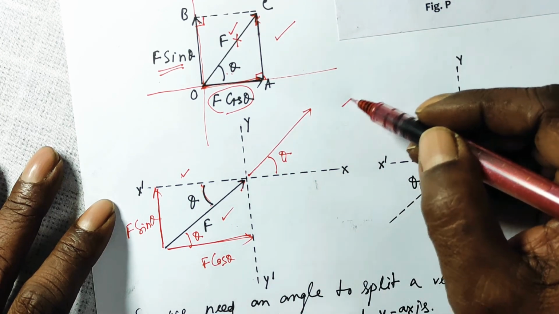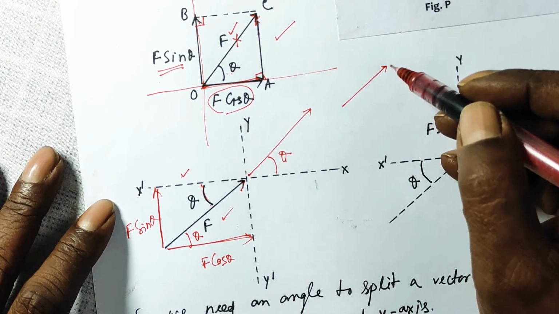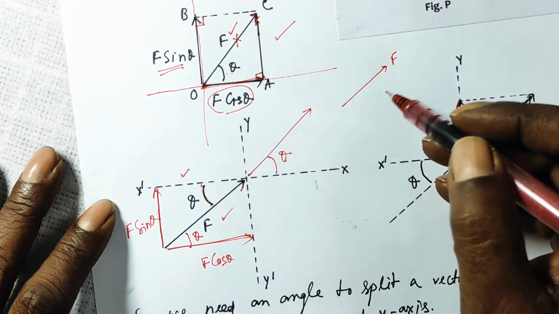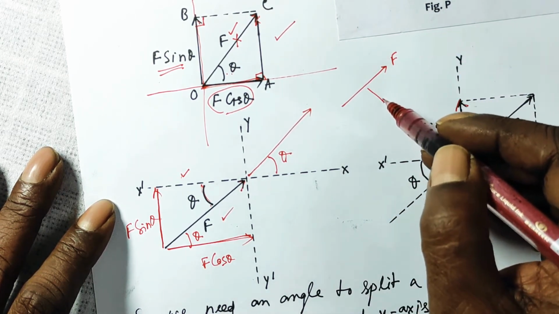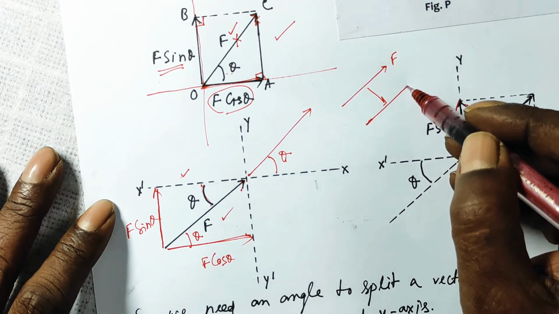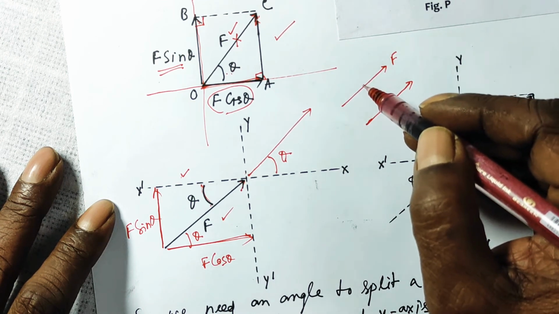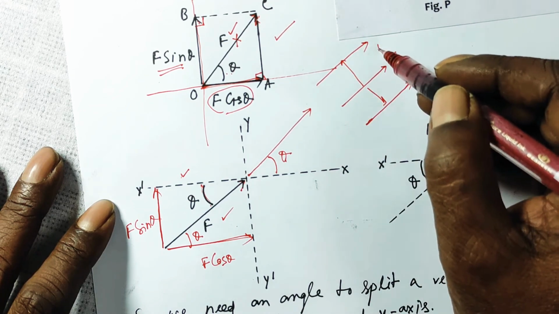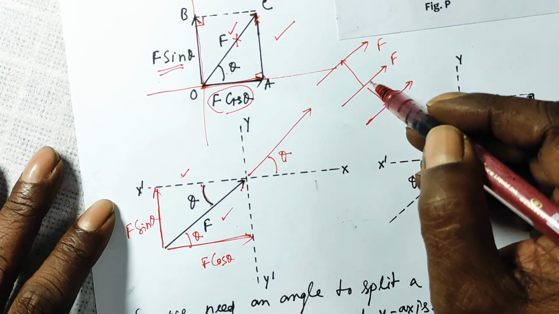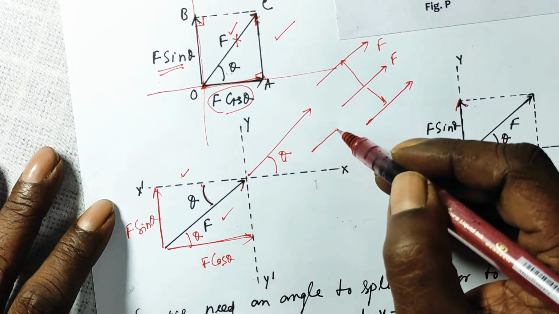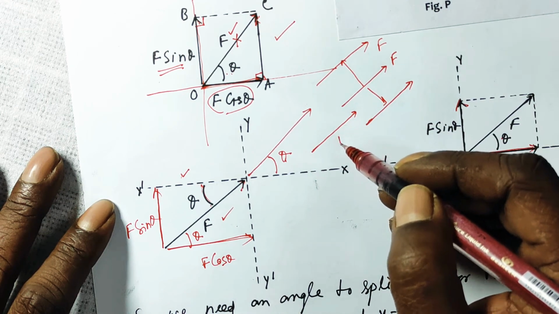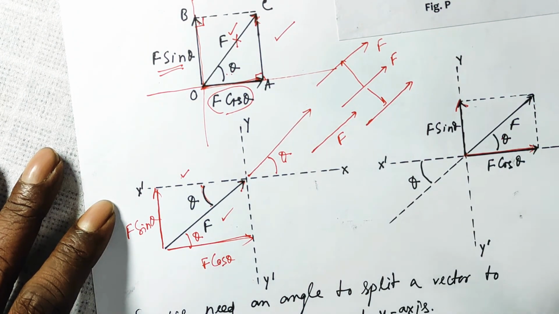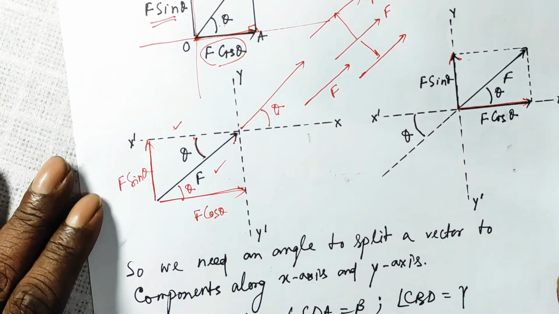Given a vector like this, having some magnitude and direction, you can shift it parallel to itself. You can shift it to this side, keeping the length same and the direction same. You can shift it to this side, keeping the length same and the direction same. You can shift it here also, keeping the length same and the direction same.